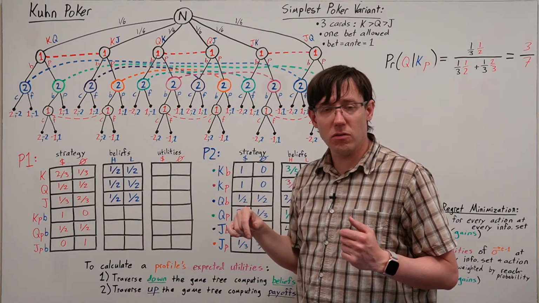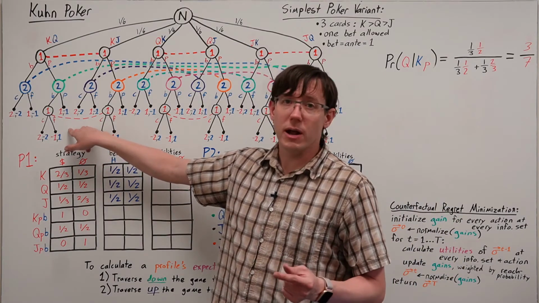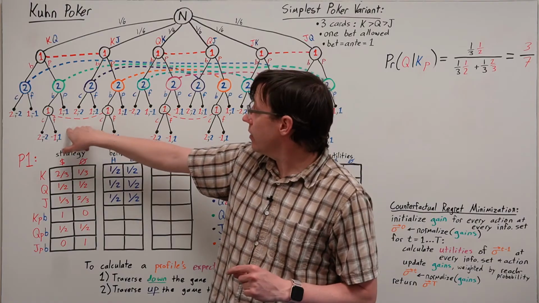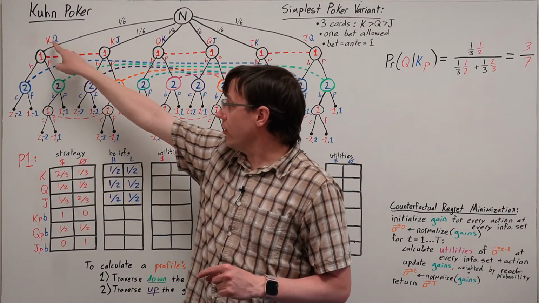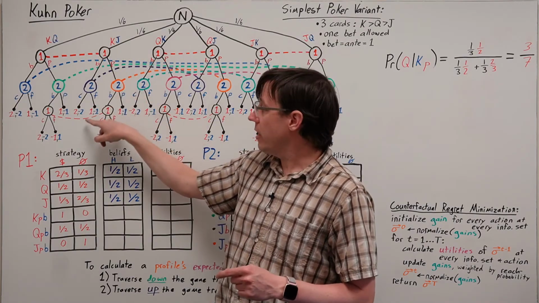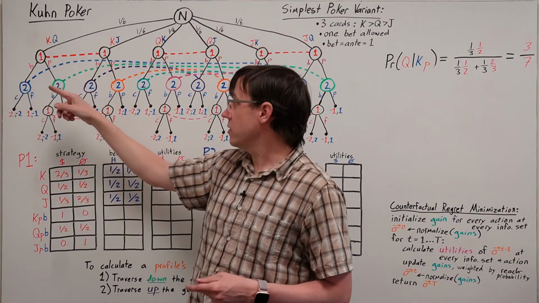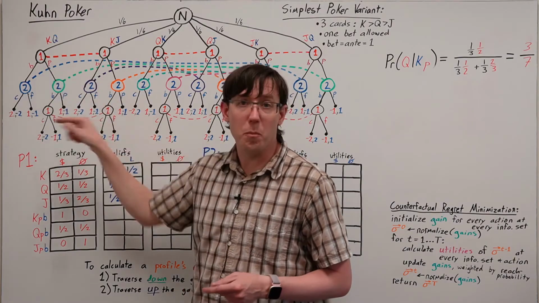Now we finish our traversal down the game tree by calculating beliefs for each of player 1's final action sets, where for the first action set, we need to figure out the probability that player 2 was dealt a queen as opposed to a jack, given that player 1 has a king and the sequence of actions was pass and then bet.